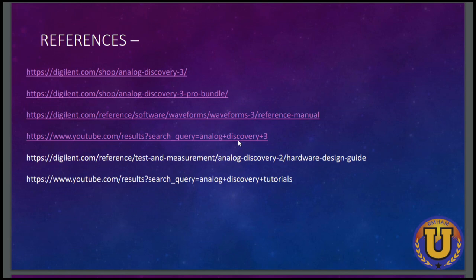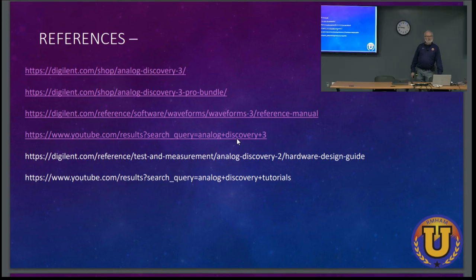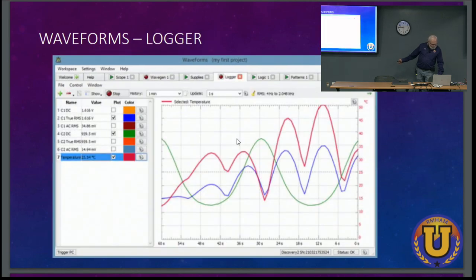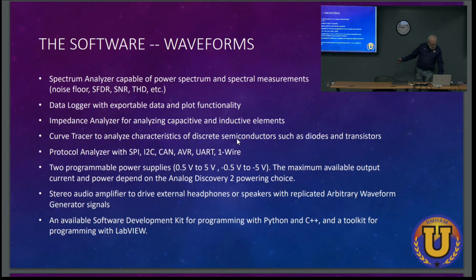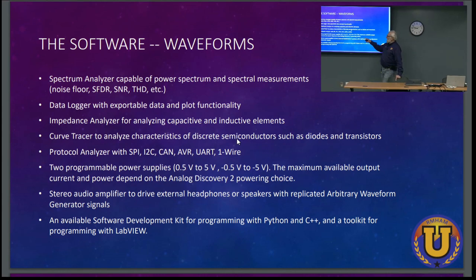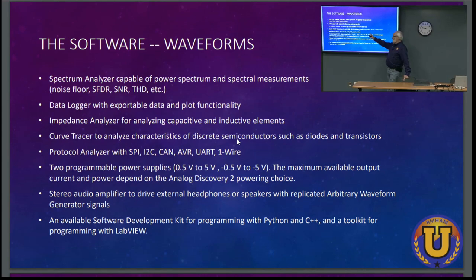The third one down there, the WaveForms reference manual, is full of examples of how to set up the tools and use them to test various kinds of circuits. The impedance analyzer, the network analyzer, the waveform generator. And there's the protocol analyzer in the middle: SPI, I2C, CAN, AVR, UART, and one wire. That list originally didn't have one wire on it. I went and looked. It actually has one wire decoding.